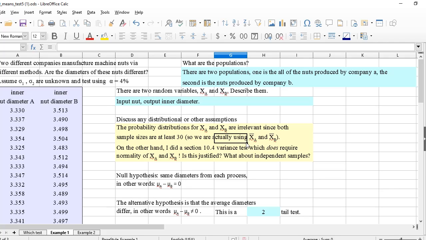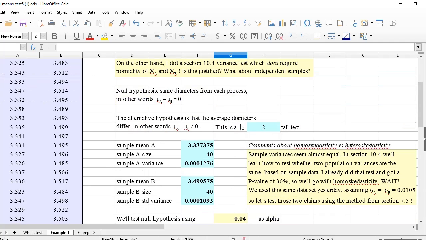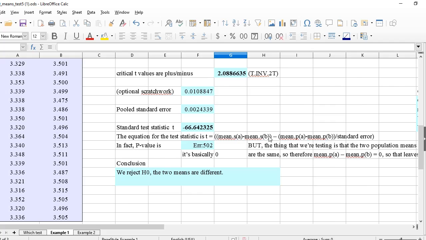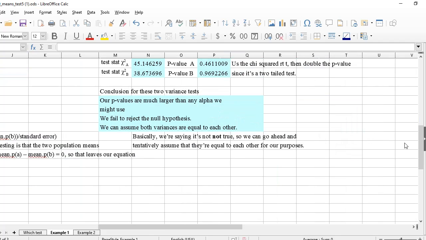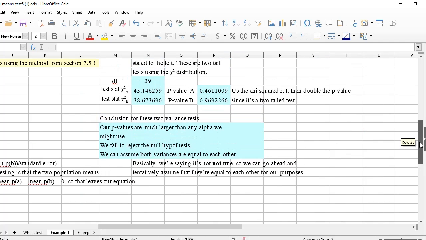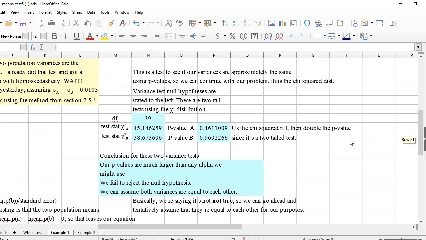Okay, so we are really quick. The first thing we're going to do is say there are two populations. One of them is all the nuts that have been produced by company A, and the second is all the nuts produced by company B. And then there are two random variables, XA and XB, where you input the nut and it outputs the nut diameter, which we're going to be using for our test. Okay. So if we scroll over here, you will see that right here we have our chi-square test.